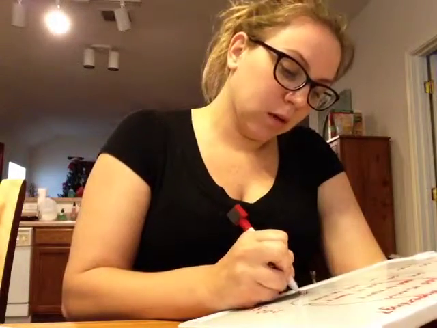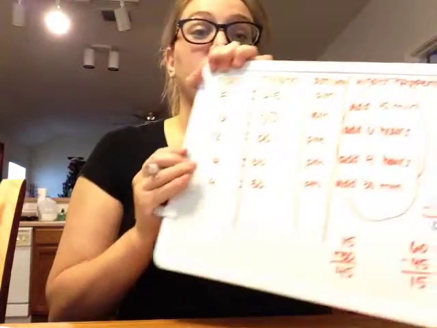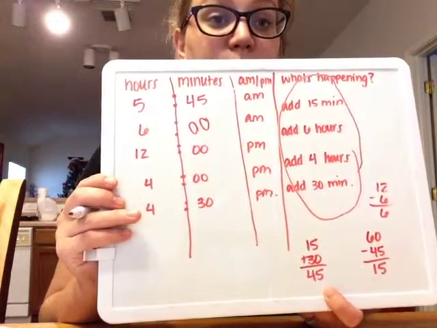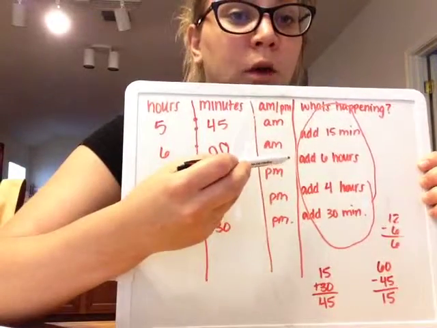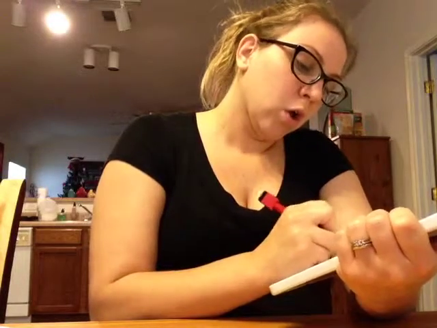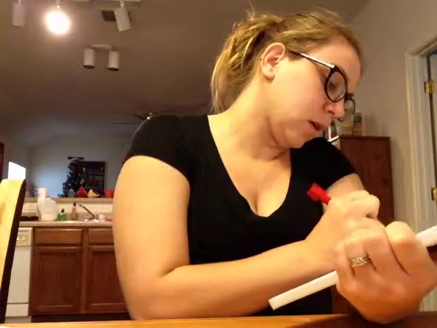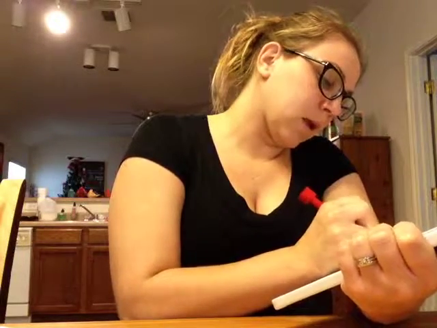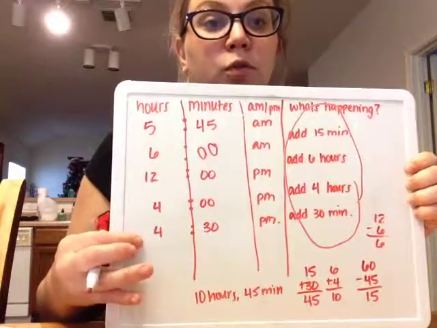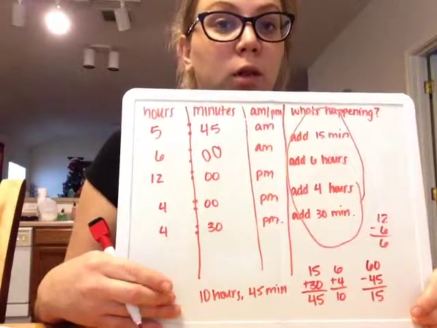If we do 15 plus 30, we get 45, and we know 45 isn't 60 yet, so we don't have to regroup that into an hour. That's just going to stay 45 minutes. And then we have 6 hours and 4 hours that we want to add. If we add 6 plus 4, we get 10. So we know that our elapsed time is 10 hours and 45 minutes. So that's how long you have from your 5:45 a.m. start time until your 4:30 p.m. meeting or end time: 10 hours and 45 minutes total elapsed time.